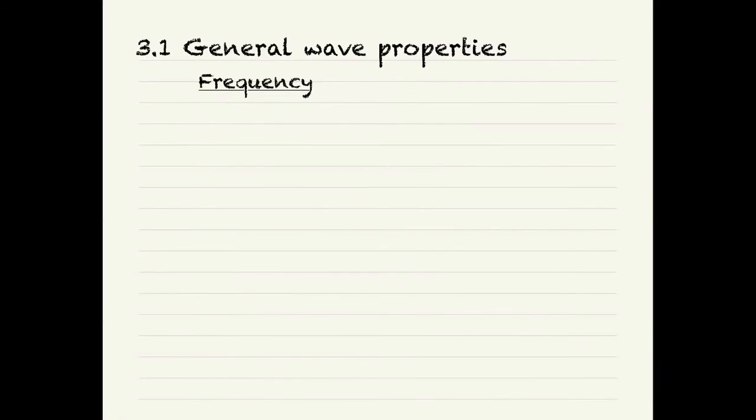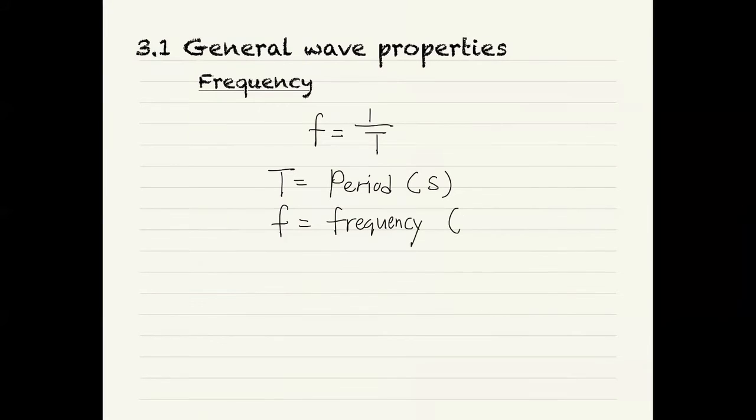The next one is frequency equals 1 over T. T is period. The unit is second. f is frequency. Unit is Hertz.